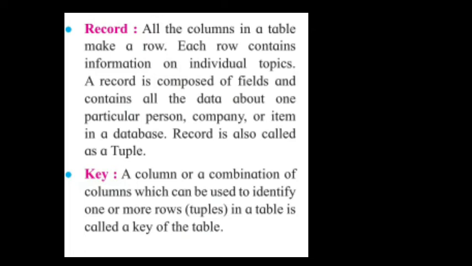But on which basis are they linked with each other? There is a special word called key. A column or a combination of columns which can be used to identify one or more rows in a table is called a key of the table. Generally we use the word row, but instead we can also use the word record, or tuple. So there are three different names assigned for row: row, record and tuple.